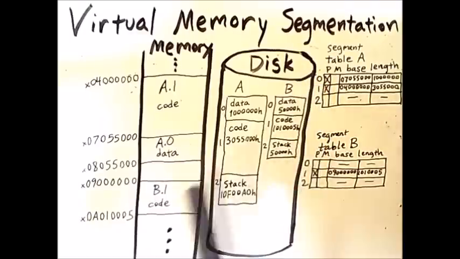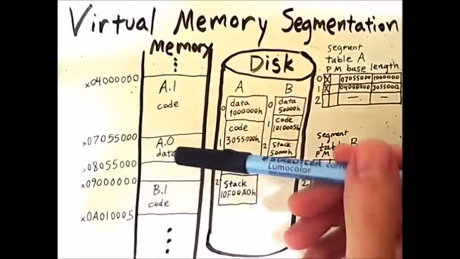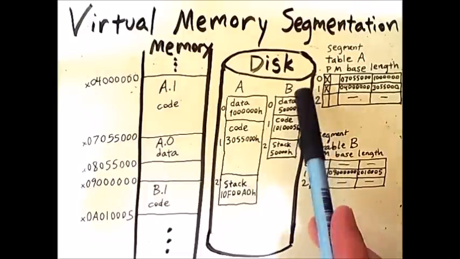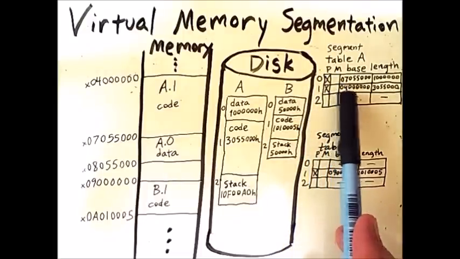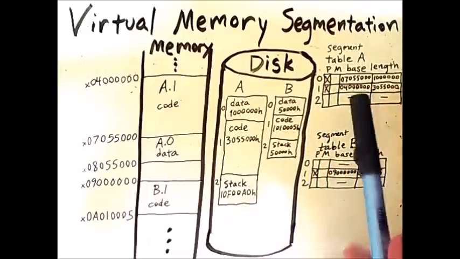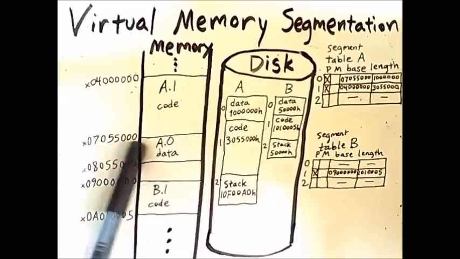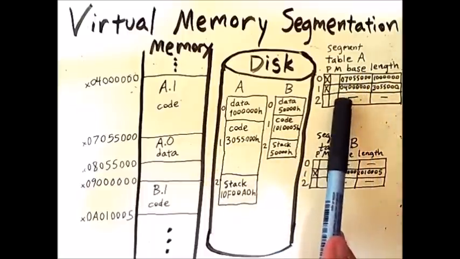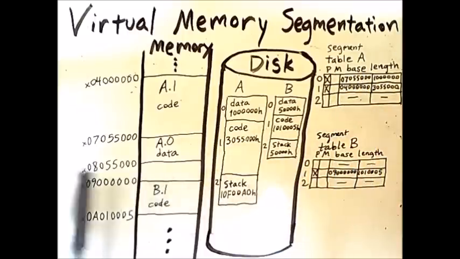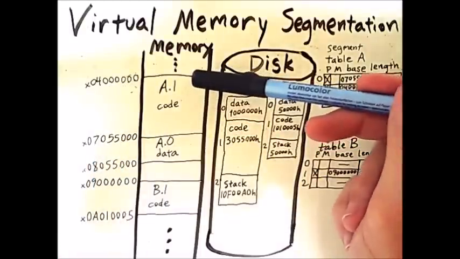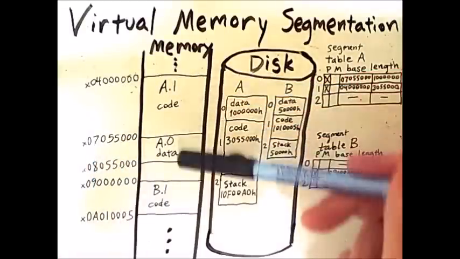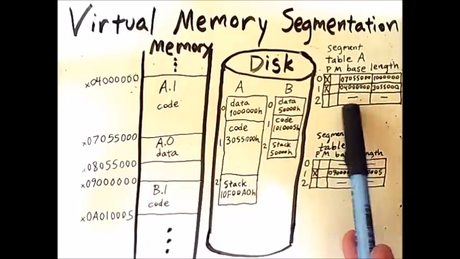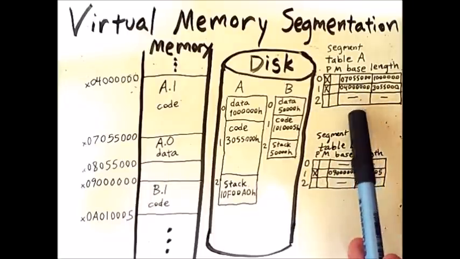So as we can see with process A, segments 0 and 1 are present, and sure enough, in memory we see segments 0 and 1. The base address for segment 0 is 0705500. That is this address right here, and that is indeed where segment 0 starts. Segment 1 starts at 04 and then 6 zeros, which is this address here, and that is indeed where A's segment 1 starts. And segment 2 of process A is not present, so its entry here is irrelevant.